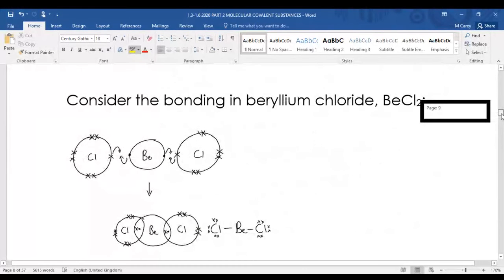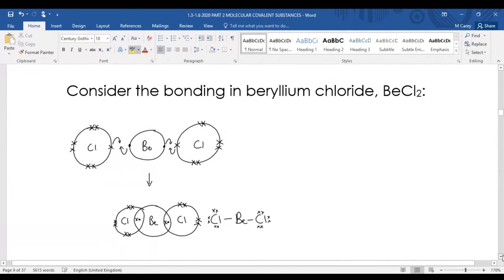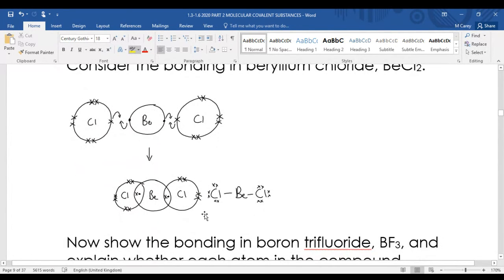So here I've got beryllium fluoride. Now we've dealt with beryllium fluoride before, okay? And actually here I've done the one that seems to be the majority preferred. And if you notice, I've forgotten to put a couple of X's in there. So you need a lone pair of electrons on that poor bereft chlorine, that's a mistake. So could you correct that, please?